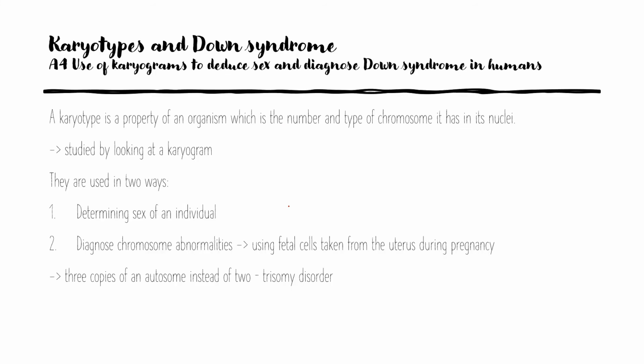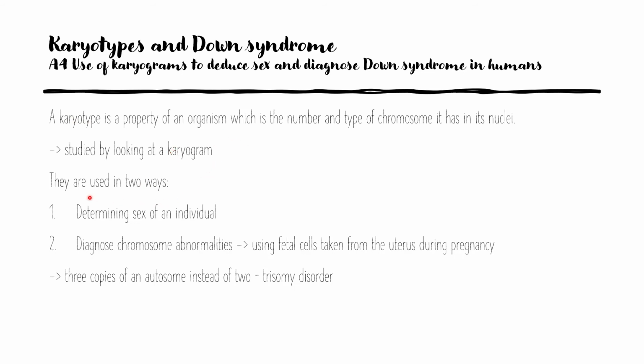A karyotype and Down syndrome, application 4. So what is a karyotype? A karyotype is a property of an organism, which is the number and type of chromosomes it has in its nuclei. And we study the karyotype of an organism by looking at a karyogram, which we discussed earlier.